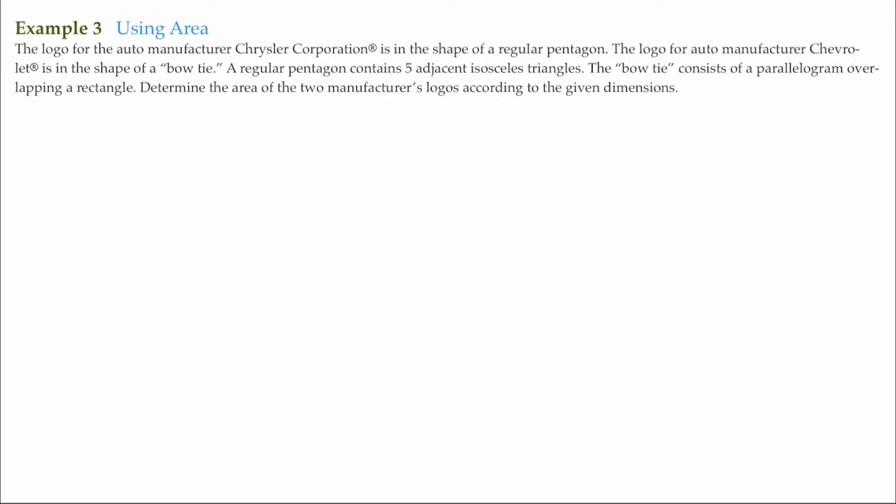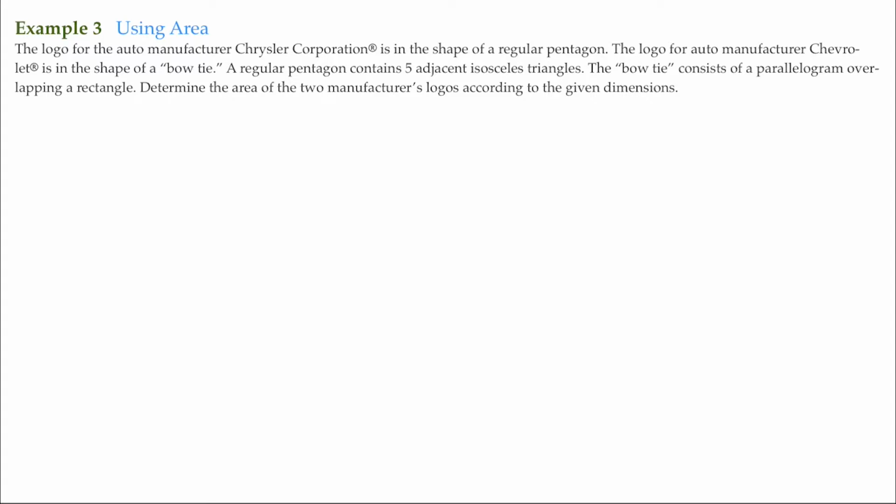pentagon. The logo for the auto manufacturer Chevrolet is in the shape of a bow tie. A regular pentagon contains 5 adjacent isosceles triangles. The bow tie consists of a parallelogram overlapping a rectangle. Determine the area of the two manufacturers' logos according to the given dimensions.